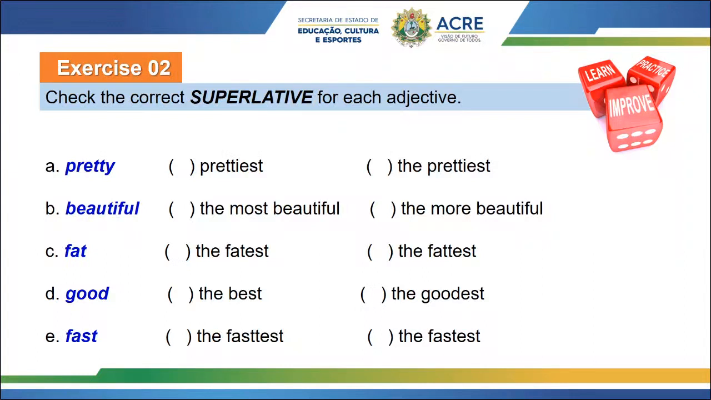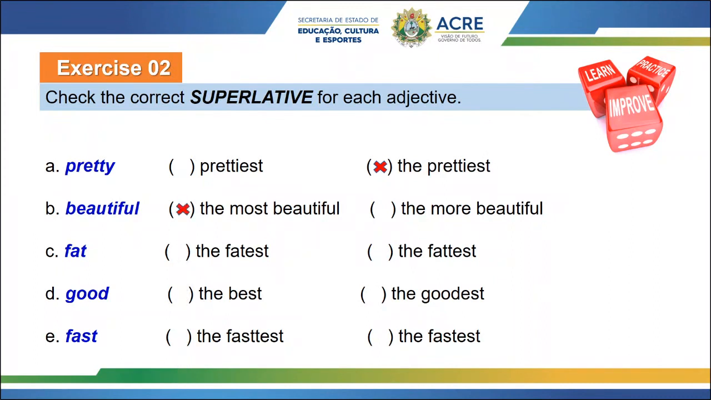Exercise 2. Check the correct superlative for each adjective. Letter A. Pretty. You have 2 options. Think about it. Let's check. The prettiest, because when we use superlative form, we have to use the. Letter B. Beautiful. Think about it. Let's check. The most beautiful.